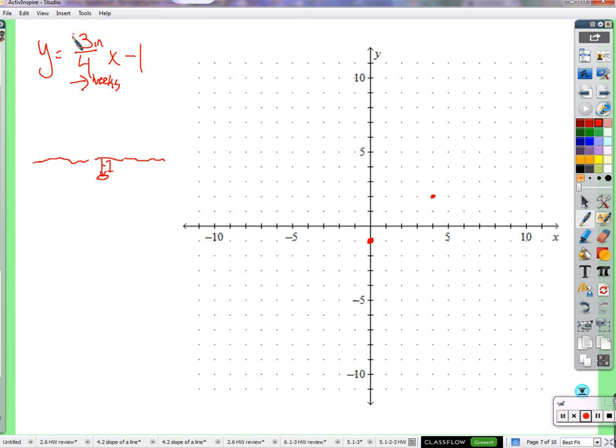Horizontal, vertical. We can move horizontally 4, vertically 3. 4 weeks later, it'll grow another 3 inches. 1, 2, 3 more inches. 4 weeks later, it'll grow another 3 inches. It just keeps doing that for as long as we want to graph this.